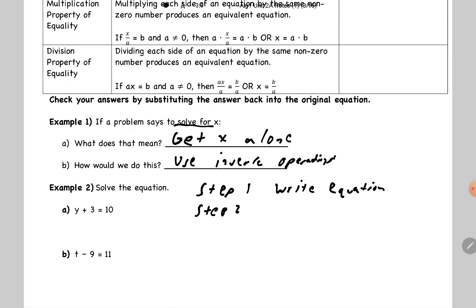So I look at this plus 3. I want y by itself. I want to get it alone. So how do I get rid of this plus 3? I'm going to subtract 3 from both sides. Because to get rid of it from the left, I'm going to subtract 3. If I do it to one side, I must do it to the other. So get y alone using inverse operations.